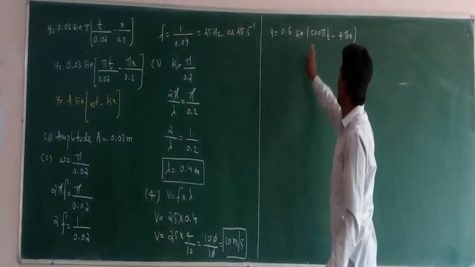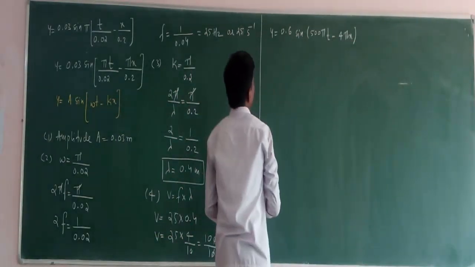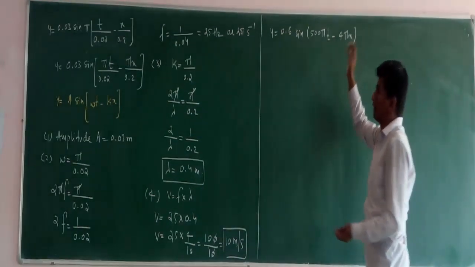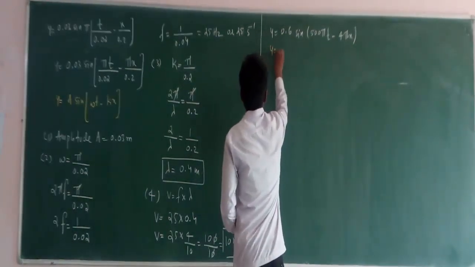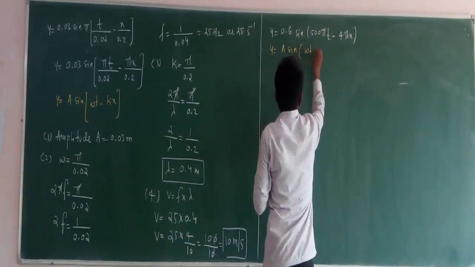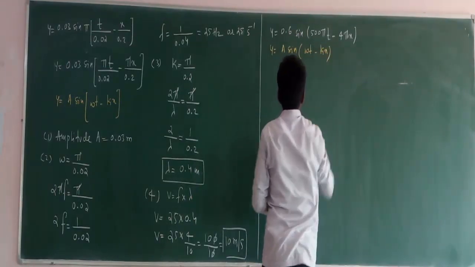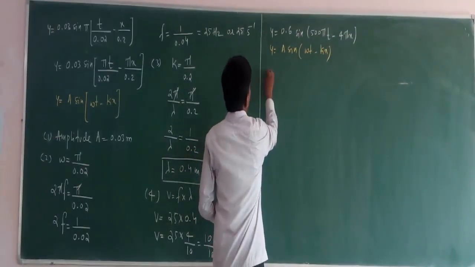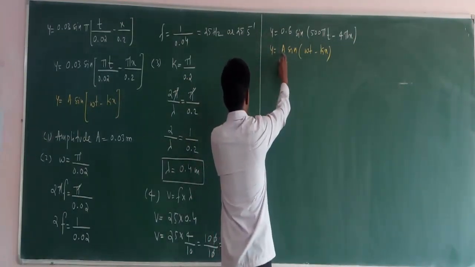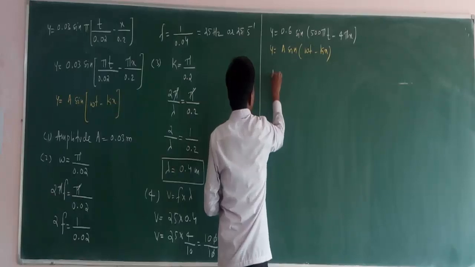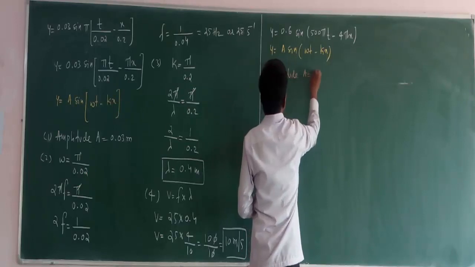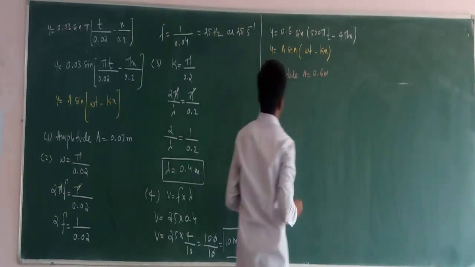Let's move on to the next question. Here it is already in the standard form of the progressive wave equation. So y equals A sin(omega t minus kx). Compared with each other, in place of amplitude we have 0.6. So amplitude becomes A equals 0.6 meter.